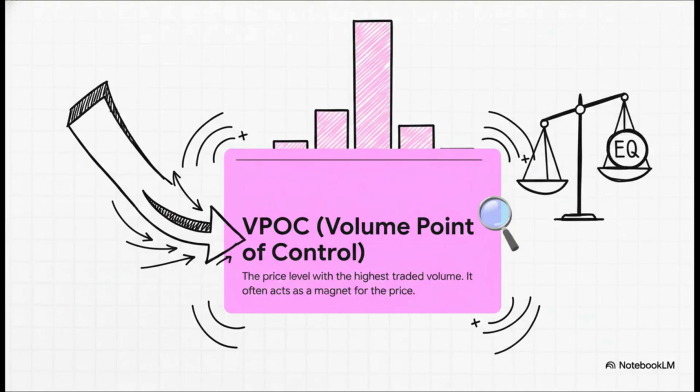Okay, now the absolute king of the profile is the VPOC. That stands for Volume Point of Control. It's the one single price where the most buying and selling happened. You really want to think of it like a powerful magnet for price. It's the market's center of gravity, the spot everyone agreed was the fairest price. We are going to be watching this level like a hawk.